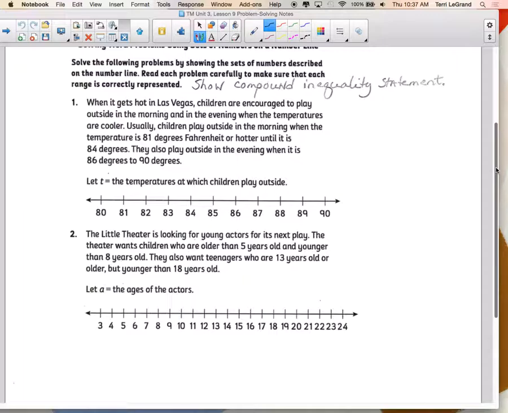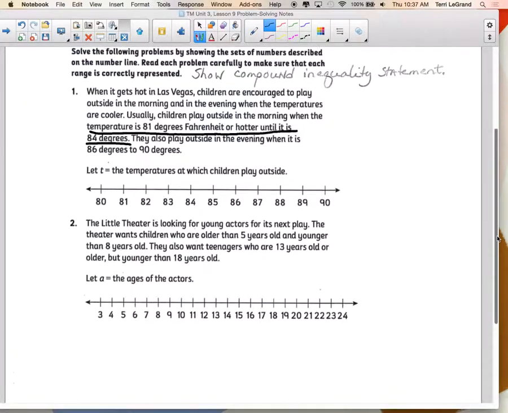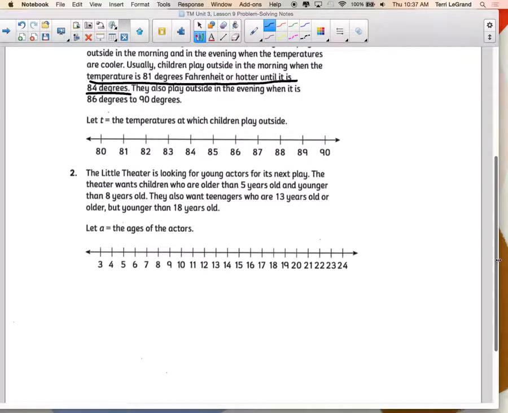So we have how many situations going on here? There's two things, right? That's going to make it into a compound inequality. And so let's underline that they're going to be playing outside in the morning when the temperature is 81 degrees or hotter until it is 84 degrees. So temperature is 81 degrees Fahrenheit or hotter until it is 84 degrees. Okay, so let's just go and graph that right away.